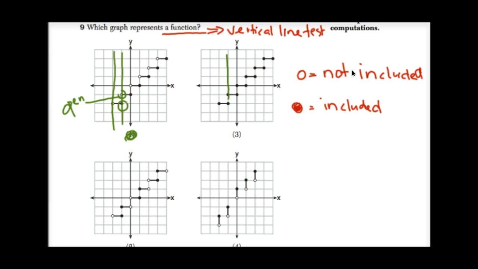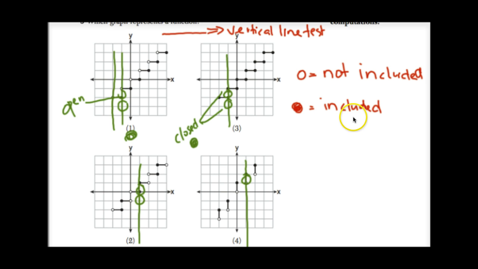Notice here, if I do it, it hit 2 points, and these are closed. Both of these are closed circles, meaning the point is included, and that's not going to work. If I do a vertical line test here, it's going to be hitting here, and then there are points in the middle here. Now, if I do it here, same reason, it hits twice. Okay? So you just needed to know which was open. Open means not included, and the shaded or closed means it's included.